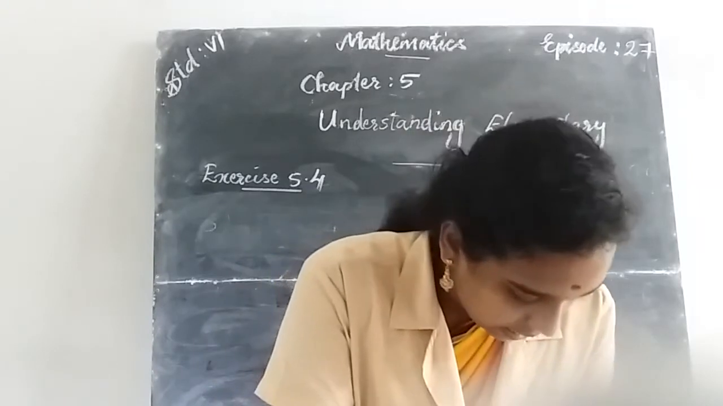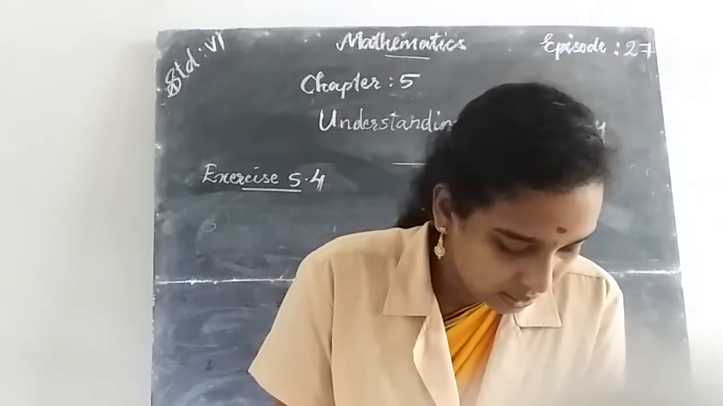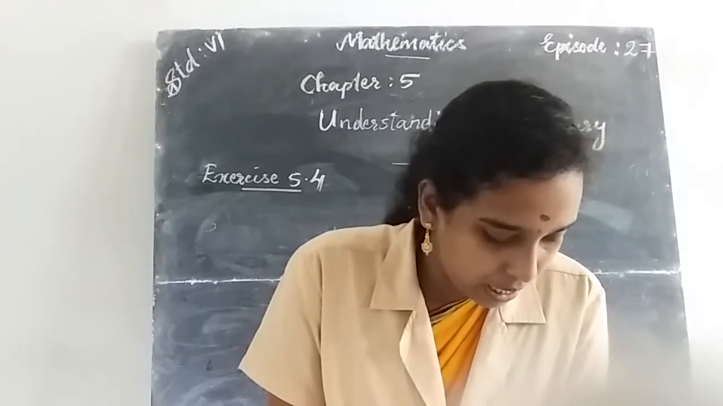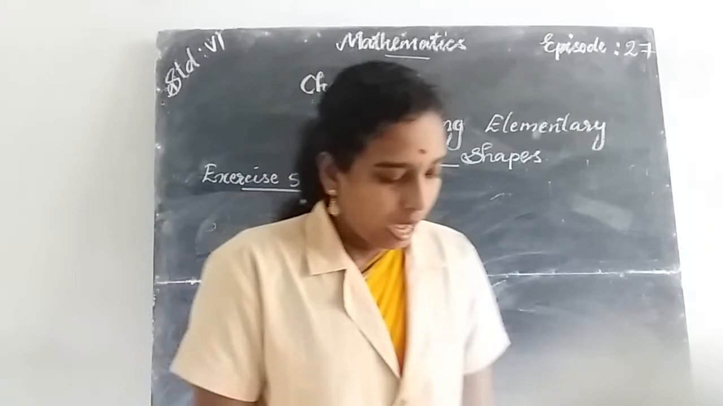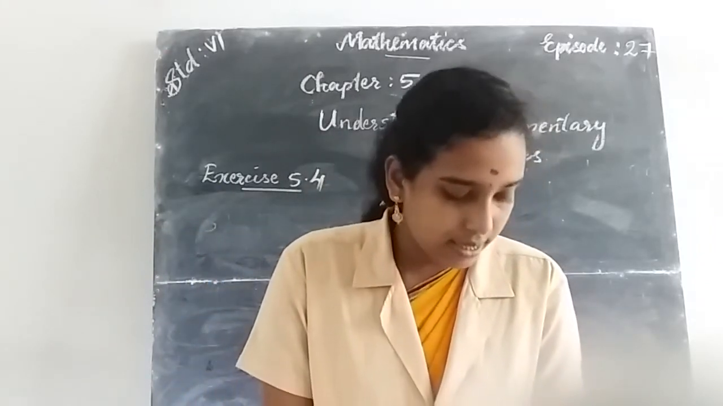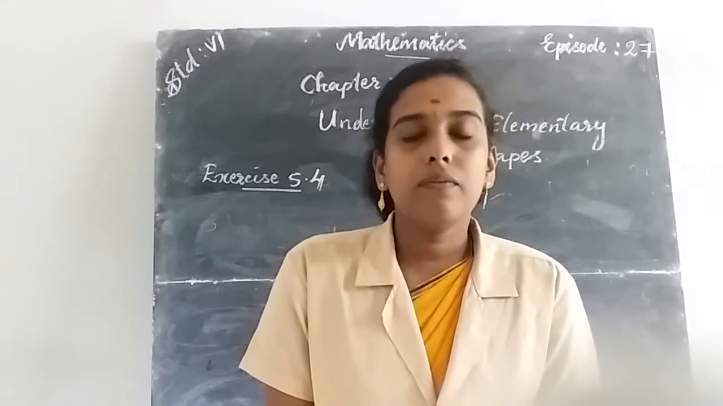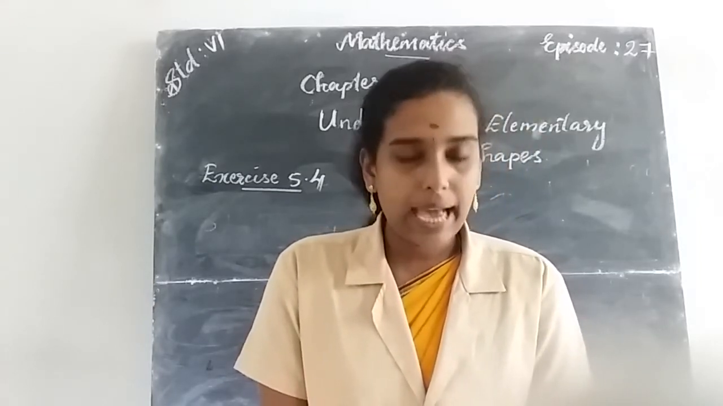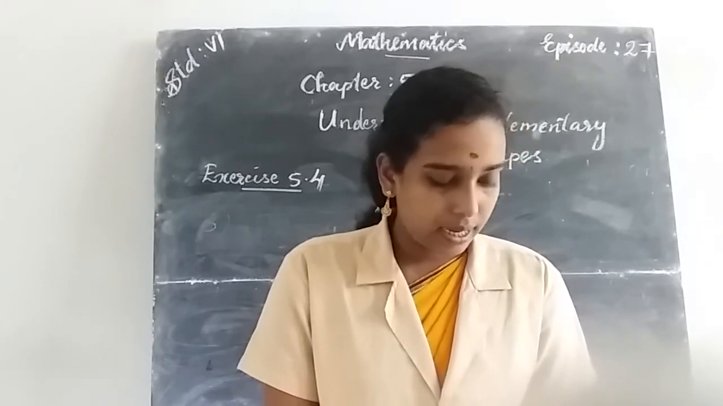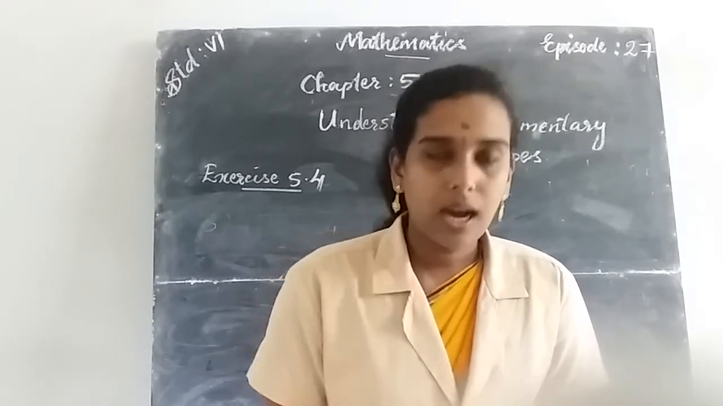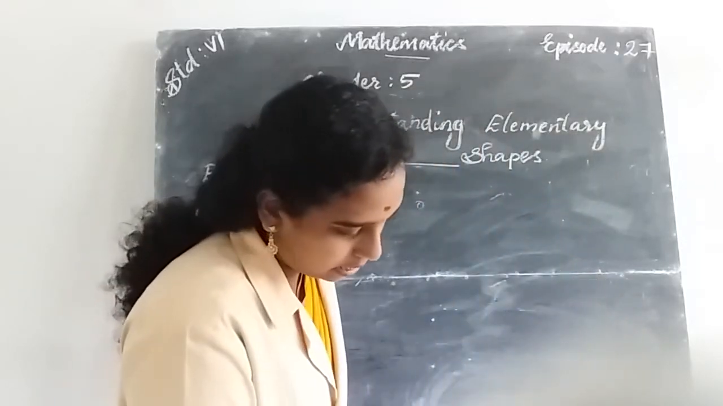The next question, from these two angles which has larger measures, estimate and then confirm by measuring them. Here also two angles are given, and we want to find which has the larger measures. First we want to measure the angles by using a protractor, then identify which angle is greater than the other angle. Okay, here the figures are like this.